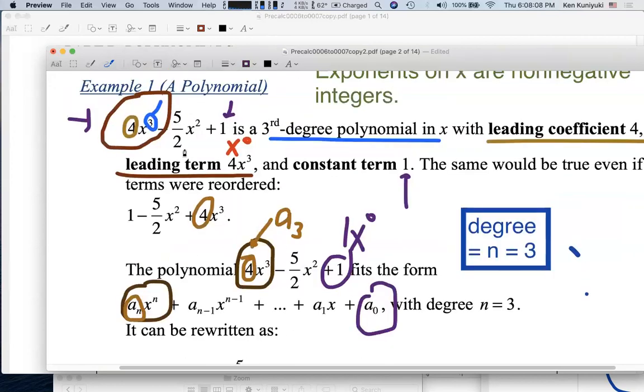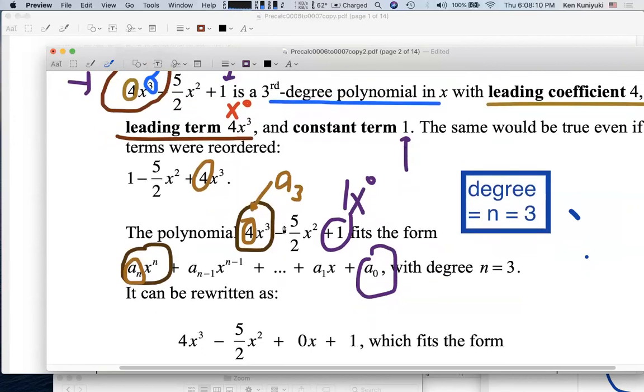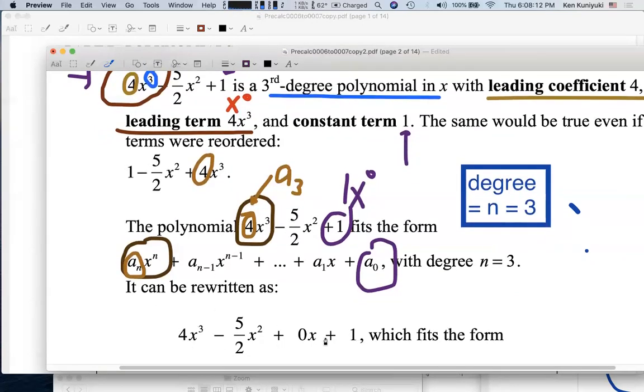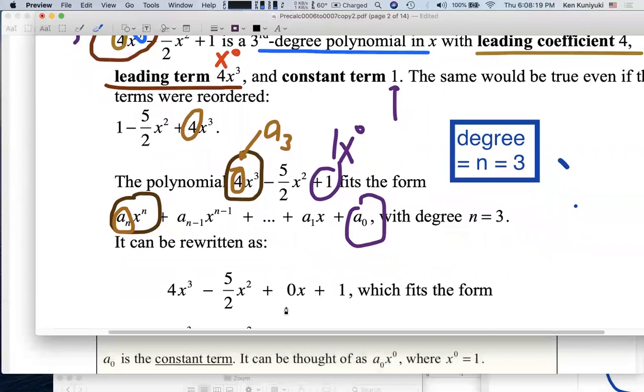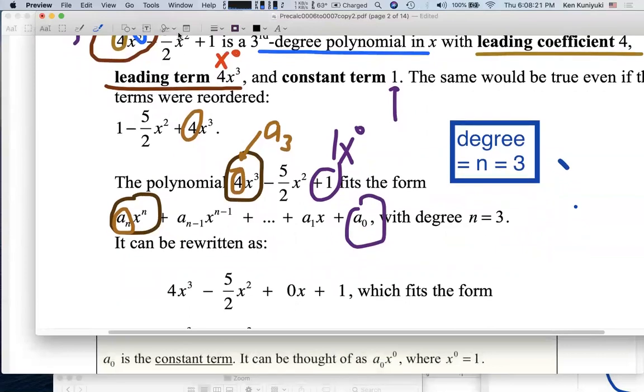So this polynomial, if you want to expand it out, you could write it as, so here I'm literally expanding it out. I'm writing it out, and I'm indicating the missing term, 0x. There's no x term in here, so the corresponding coefficient is 0. I'm putting in the missing term. Sometimes we do want to indicate the missing term.